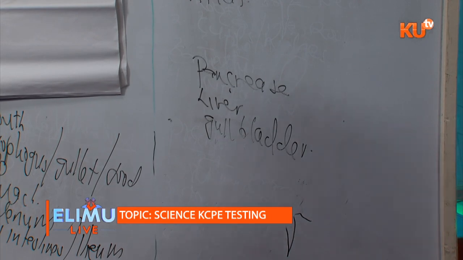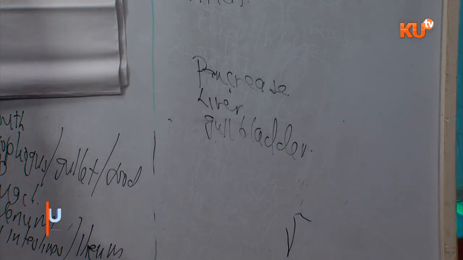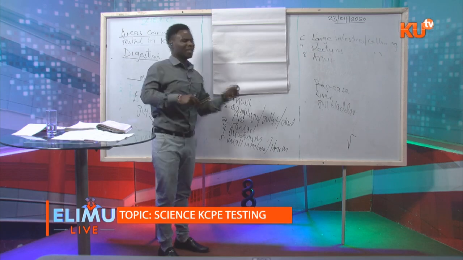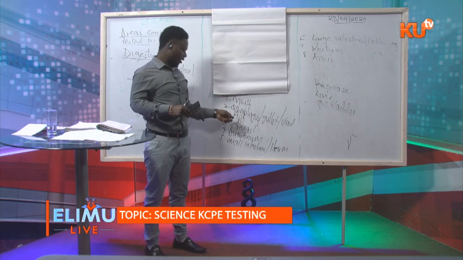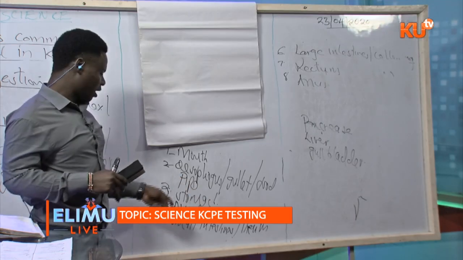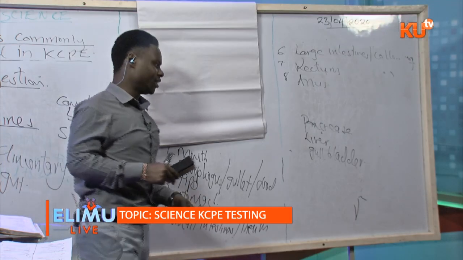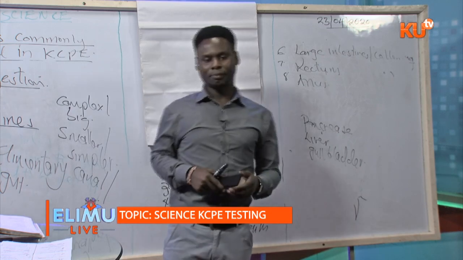Now, what you need to know is that you should be able to describe what happens in each part. That is the mouth, oesophagus, stomach, duodenum, and small intestine.